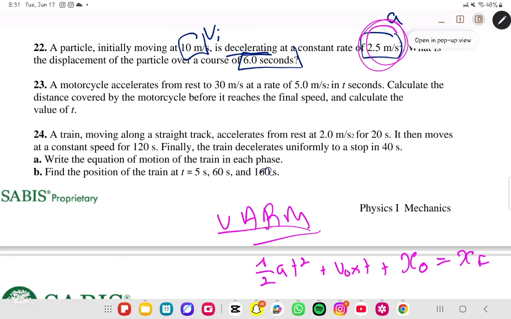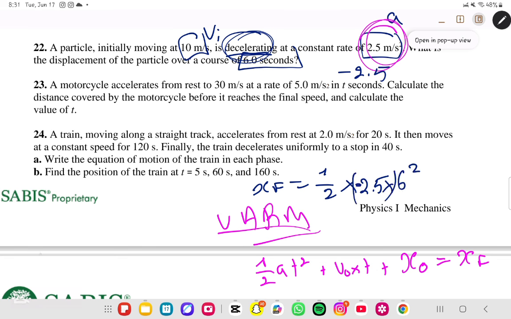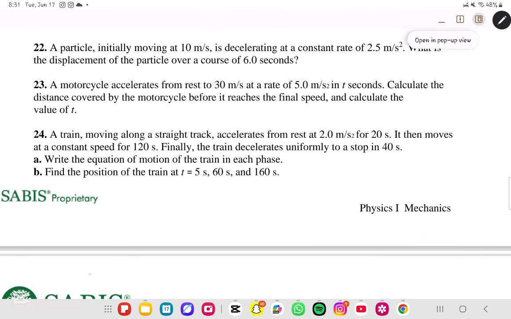So in this case, x final is equal to 1 over 2 times, pay attention, since it's decelerating, that means it's going to be minus 2.5 meters per second squared, okay? Times the time, which is 6 squared. This is minus 2.5, don't forget that. Plus velocity initial, which is 10, times the time, which is 6, plus x initial, which we're going to say 0. Put it all on your calculator, so it's supposed to be 1 over 2 times minus 2.5 times 6 squared plus 10 times 6. It's supposed to give you an answer of 15. So very simply, the displacement is 15 meters.